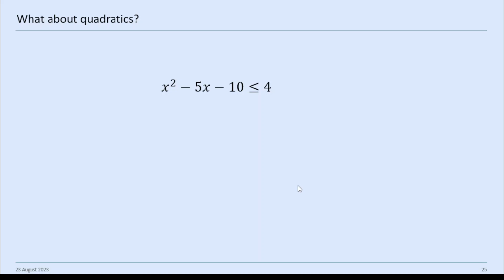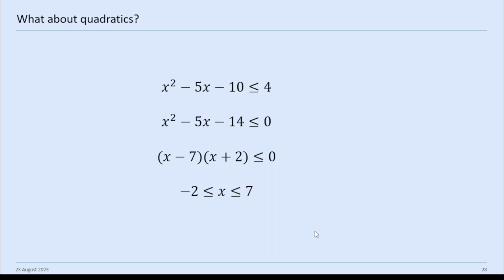Let's start with x squared minus 5x minus 10 is less than or equal to 4. So what we're going to do here is subtract 4 from both sides. So we get x squared minus 5x minus 14 is less than or equal to 0. The next step is we're going to factorize that quadratic. So we factorize it into x minus 7 times x plus 2 is less than or equal to 0. And the answer is x is between minus 2 and 7.